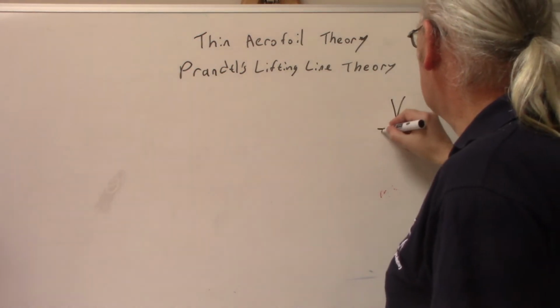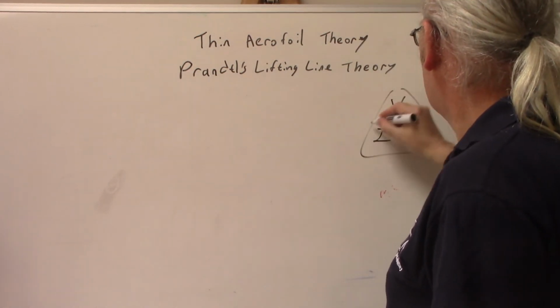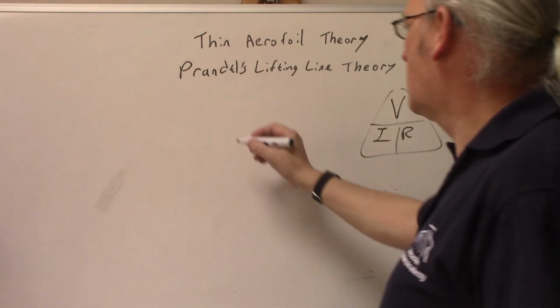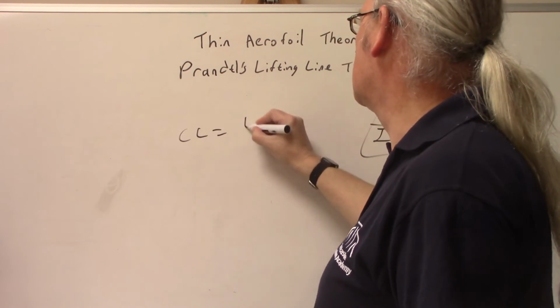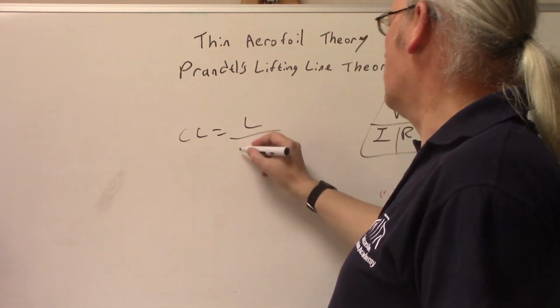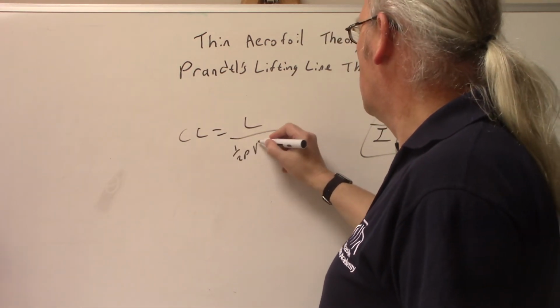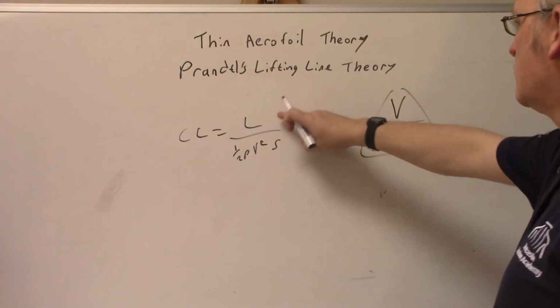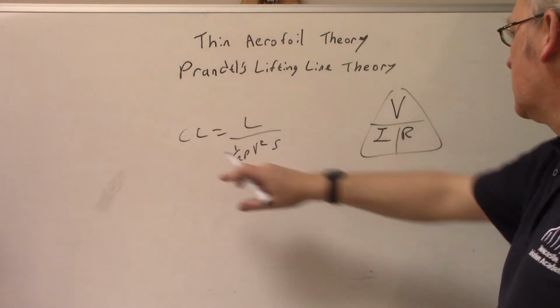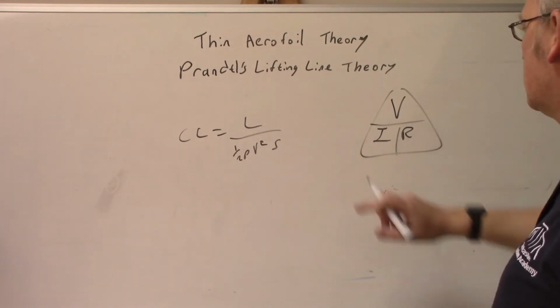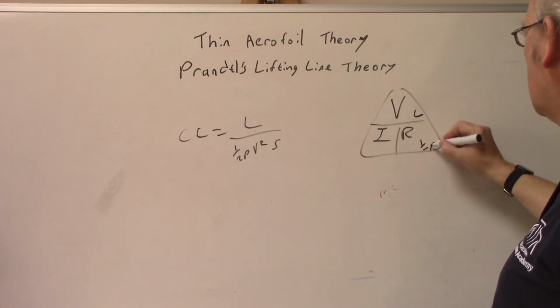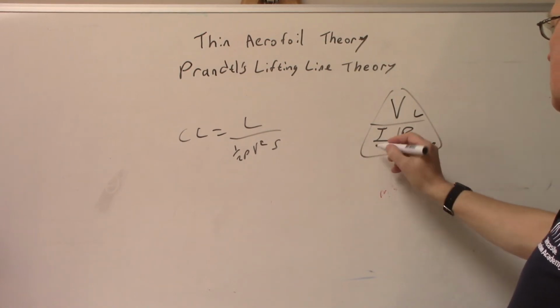Whenever I need to rearrange a formula, I stick it up on the board, and I never get it wrong. That other thing was the coefficient of lift, wasn't it? It was lift divided by some stuff, which was half rho v squared times S. So something divided by something else gives me something. I put my lift in there, I put my half rho v squared S as that one, and that's my coefficient of lift.